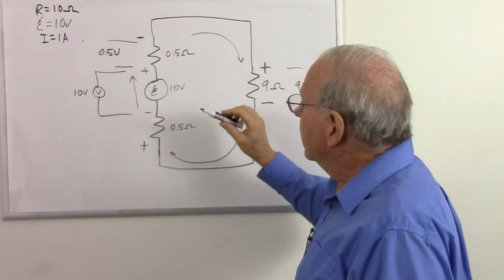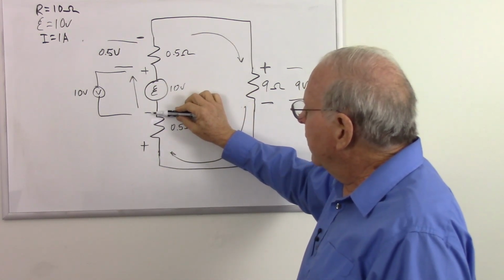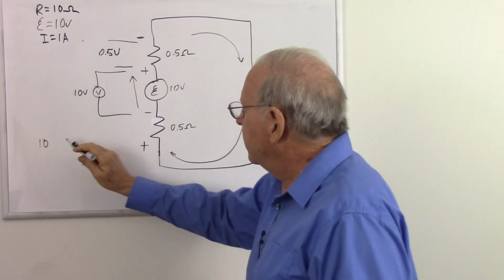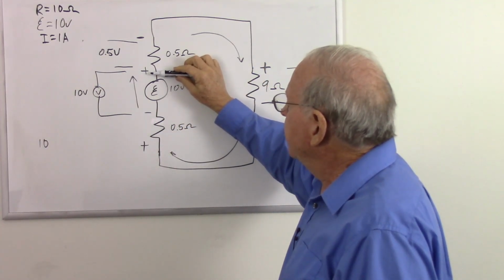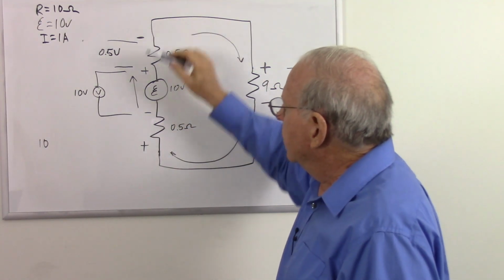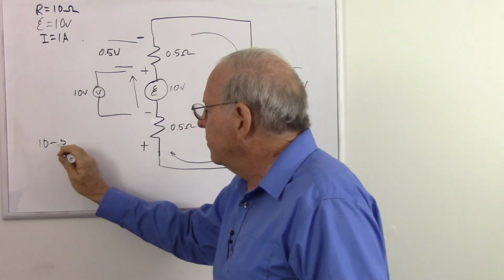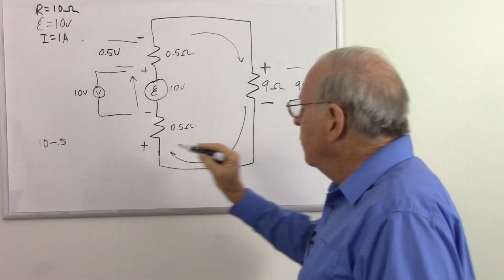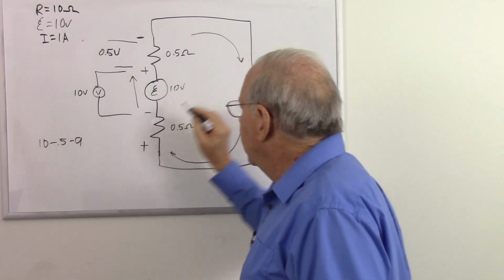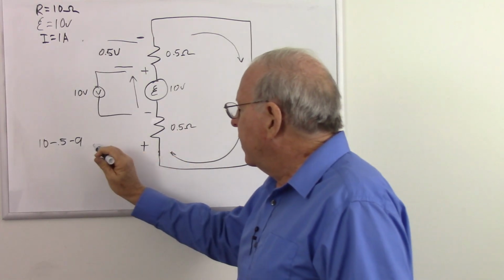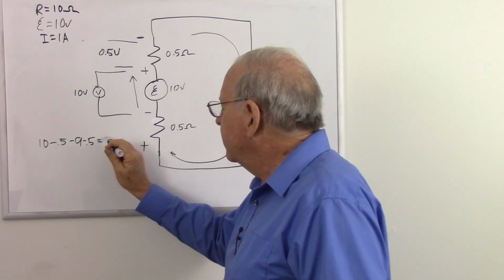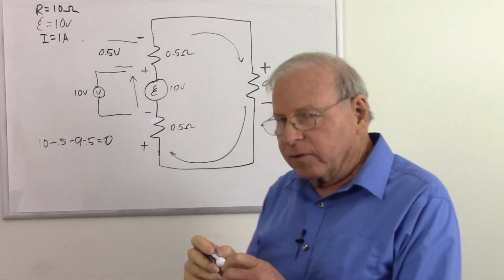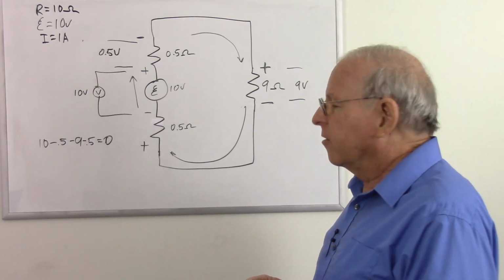Let's take a look. Let's start right here. Call that 0. We're going to gain 10 volts. I'll just put the number 10 there. We're going to gain 10. Now we reverse the polarity. We're going to lose 0.5. Now we're going to come over here, and we're going to lose 9 more. Then we're going to come around here. We're going to lose 0.5 more. And lo and behold, our loop has 0 volts. So it does satisfy Kirchhoff's voltage law.